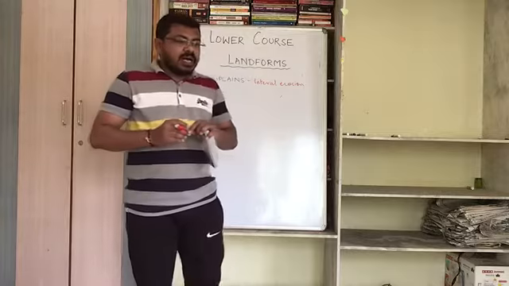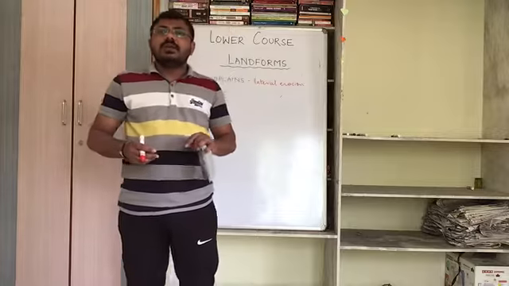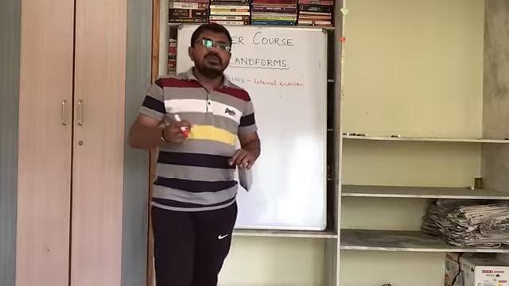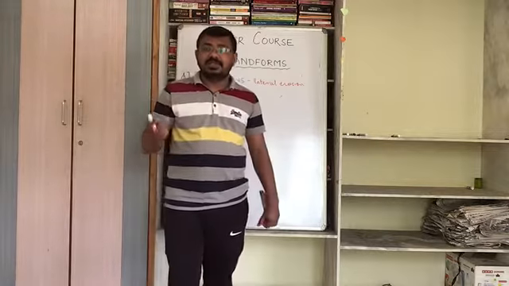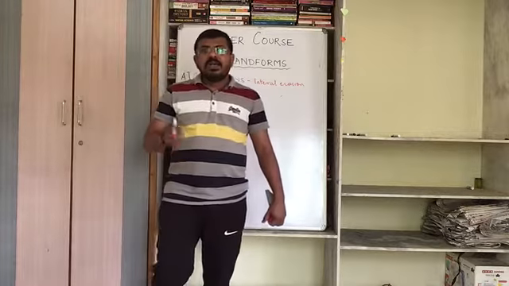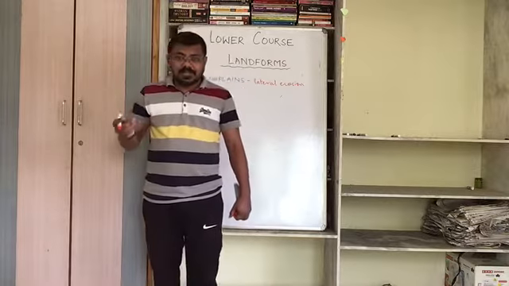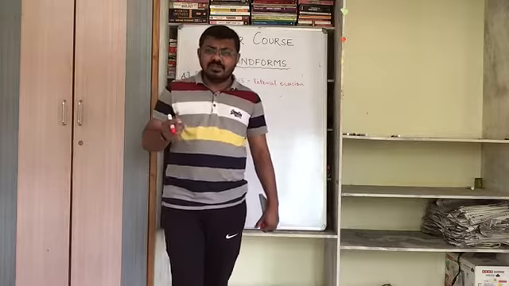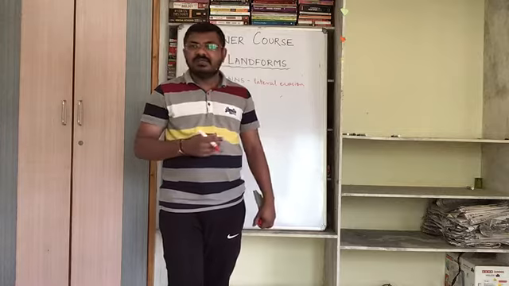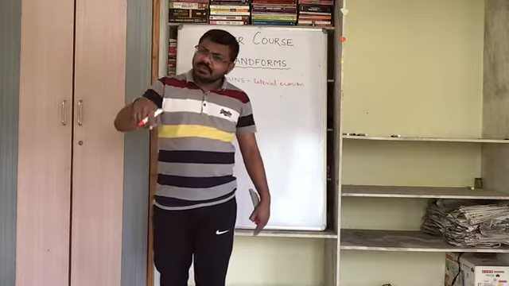That also results in the reducing capacity of the river to transport. The transportation capacity of a river is reduced in the lower course. Why? Because the river is carrying a lot of sediments and the river is also entering into a zone where there is no slope. The slope is very gentle. So extensive floodplains are formed in the lower course.